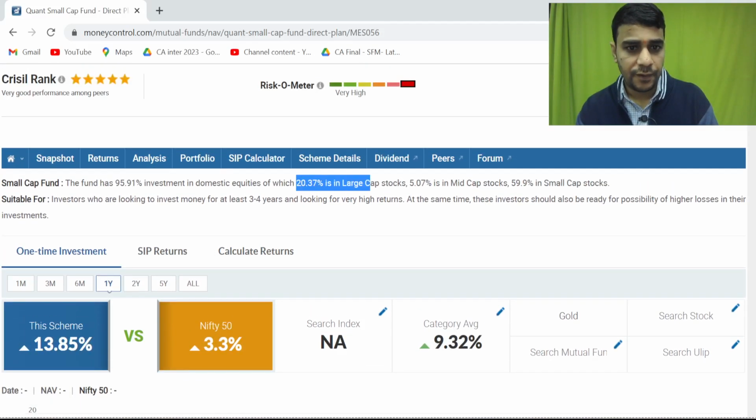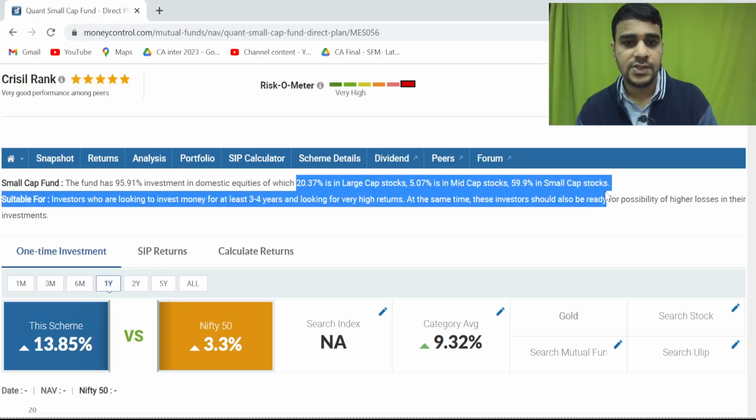Now, this is how the fund has been investing. They invest in large cap, mid cap, and small cap. This would have been defined in the fund scheme. They'll give an objective, and the objective will define how they are going to invest. The name of the fund is Quant Small Cap Fund, but small cap investment is only 60%. The balance has gone to large cap and mid cap. Some of it could be in the form of cash also.